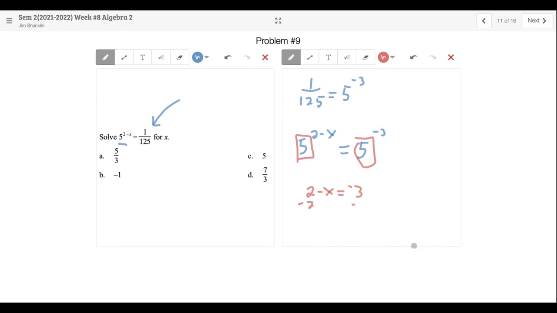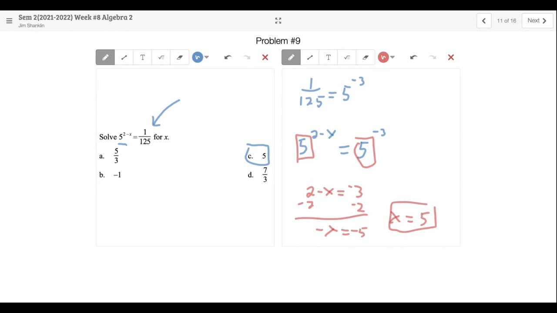So I'm going to subtract 2 from both sides. So negative x equals negative 5. So x equals positive 5. That wasn't that bad, but I did have to get the bases to be equal. If you did not get the bases to be equal, you can't solve the problem. Okay? So does that make sense?